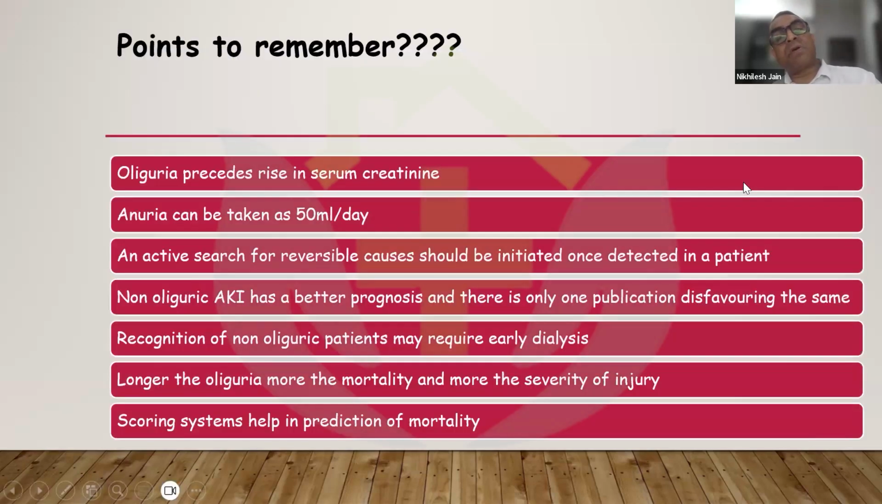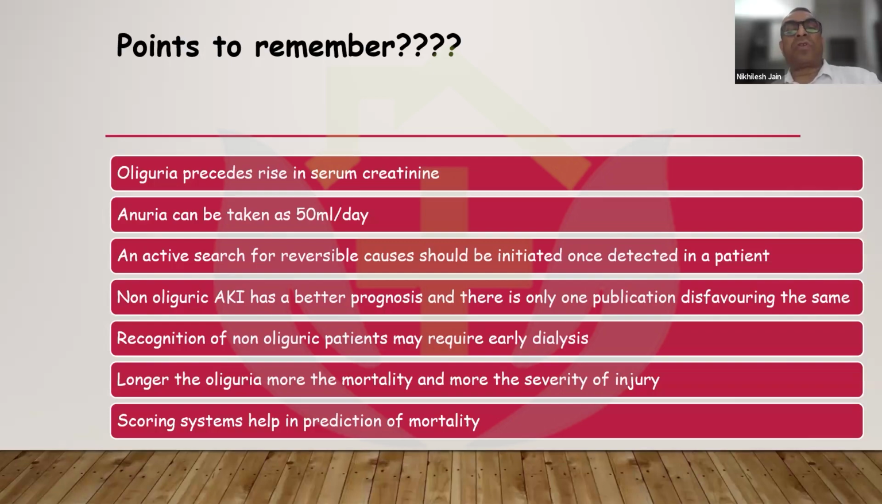So points to remember whenever you talk about acute kidney injury are: oliguria will actually precede your rise in serum creatinine. Anuria can be taken as less than 50 mL per day. Once you've detected it in a patient, you should look for any reversible causes. In general, non-oliguric AKI has a better prognosis. There's only one publication which actually does not favor this point.